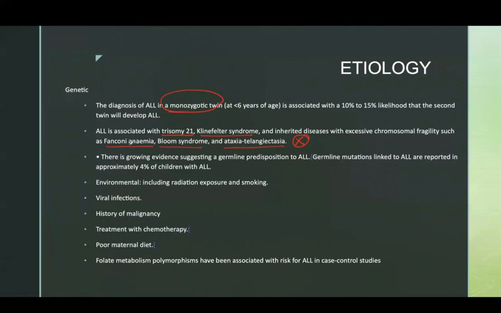Also, there is growing evidence which suggests germline mutations can predispose us to ALL. And obviously, environmental factors, radiation exposure, smoking, everything can cause it. Then come viral infections, any history of malignancy and treatment with chemotherapeutic agents, poor maternal diet, abnormal folate metabolism and any polymorphisms associated with that. All these things can predispose an individual towards ALL.